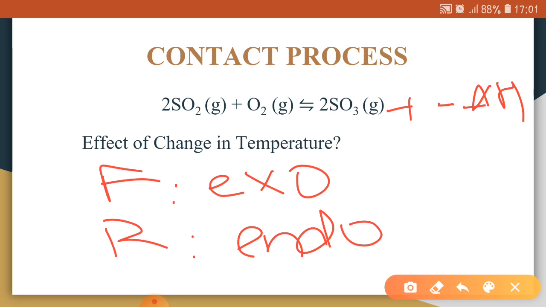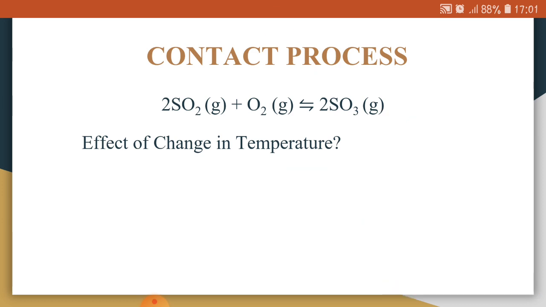We would decrease the temperature, because when we decrease the temperature, the chemical system would try to increase that temperature by favoring the forward direction, because in the forward direction there is the production of heat. So if we want more sulfur trioxide, we would decrease the temperature of the system, and the system would automatically move towards the forward direction.